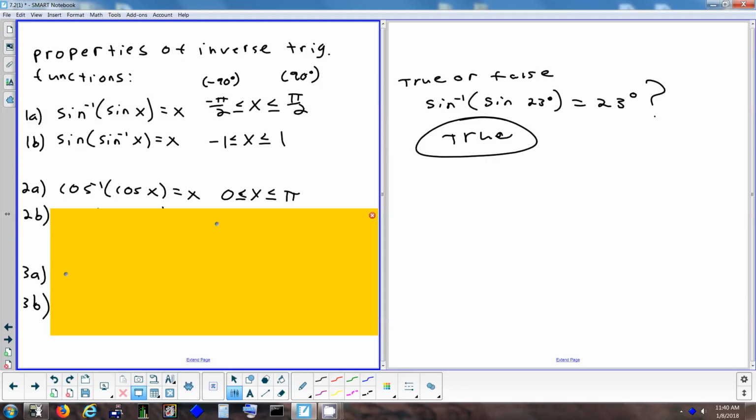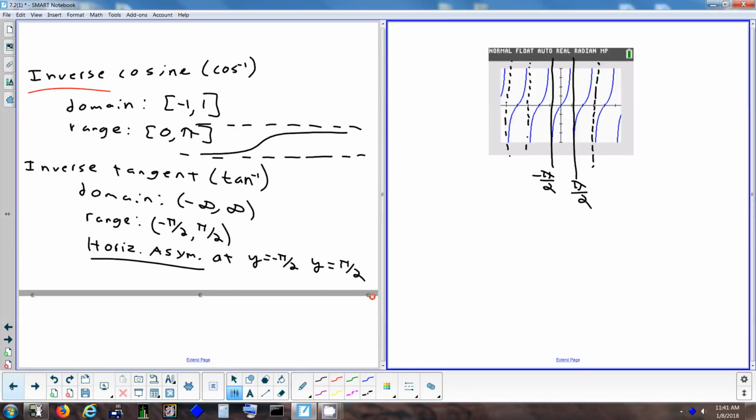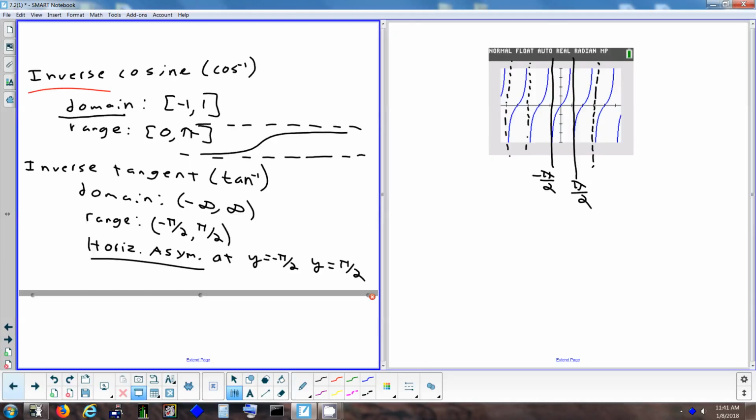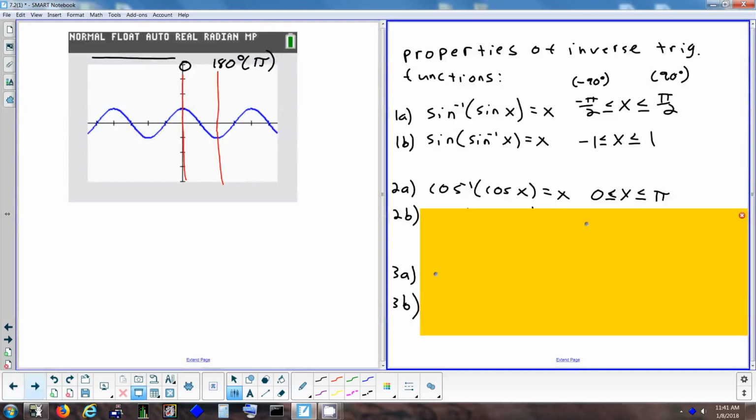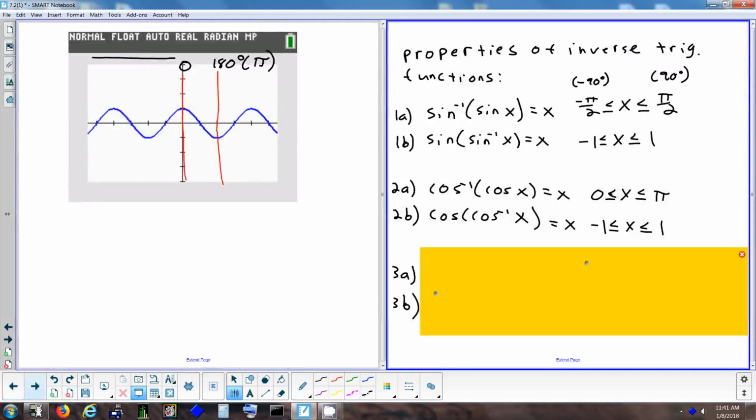Josh? Look back in your notes. What does it say? Did you write it down? Yeah, negative 1 to 1. Domain, inverse cosine, negative 1 to 1. That negative 1 to 1 comes up right there.